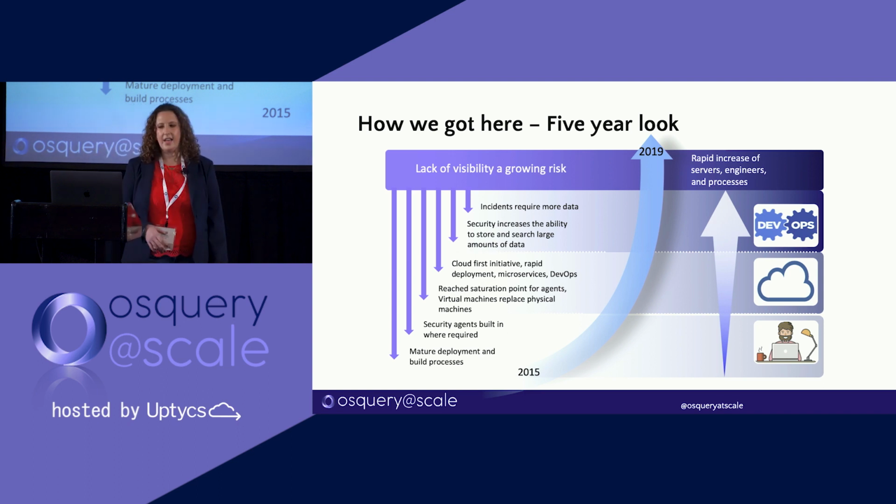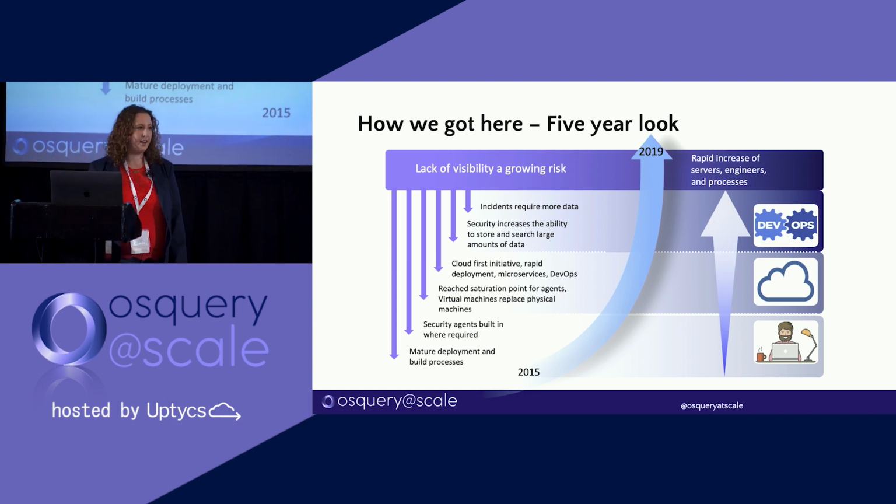So I put together this kind of 5-year look on how we got here. So if you go back about 5 years ago, we had mature development processes. We had a standard build. Our security agents were built in where we use them for FIM and compliance. And it was pretty good, right? It took a long time to deploy a server so we could talk to application owners. And then things just started to ramp up from there, right? And we just reached a saturation point for a lot of our commercial products that they couldn't scale anymore. We couldn't keep building environments and turning up for every new application that was going up.